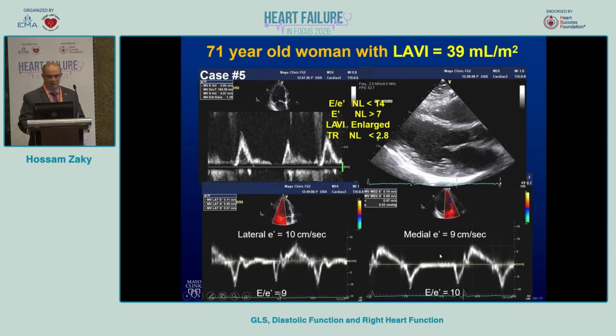So let's see this case. A 71-year-old woman with a left atrial volume index of 39, that is more than 34. Her E/E' ratio is less than 14. Her E prime is more than 7. The left atrial volume index is enlarged, and the TR is less than 2.8. This is the data we have. So does she have a diastolic dysfunction? Does she have a high filling pressure?